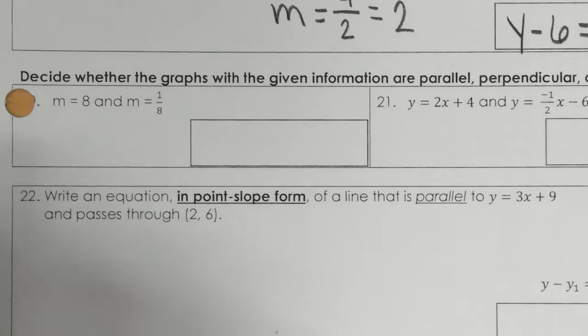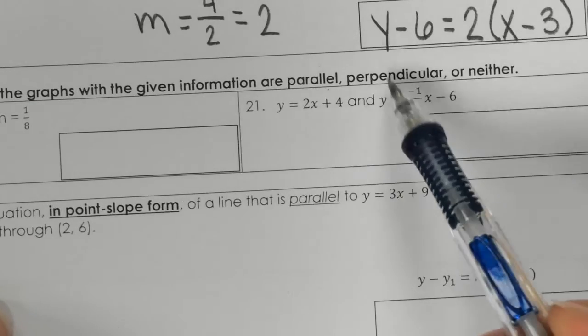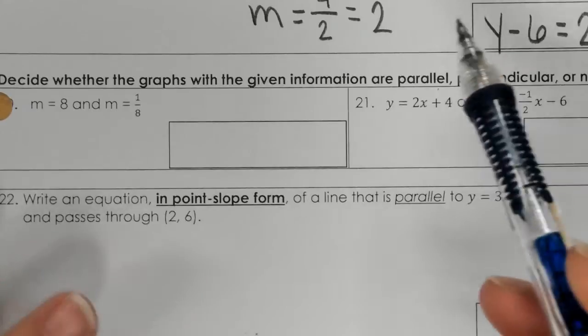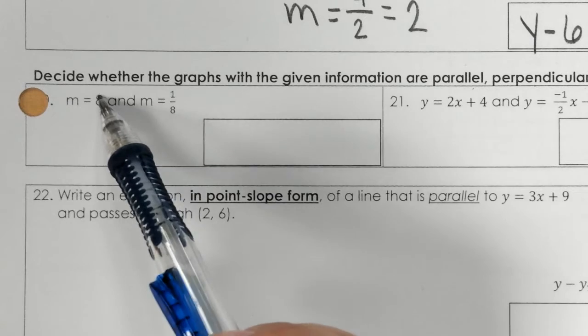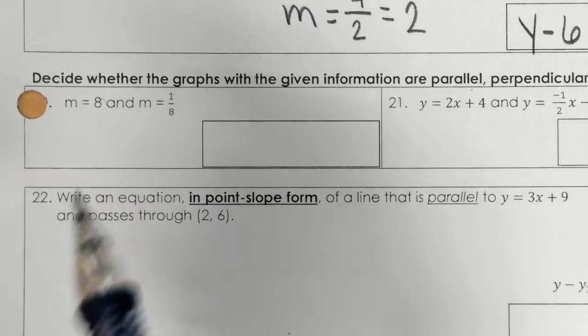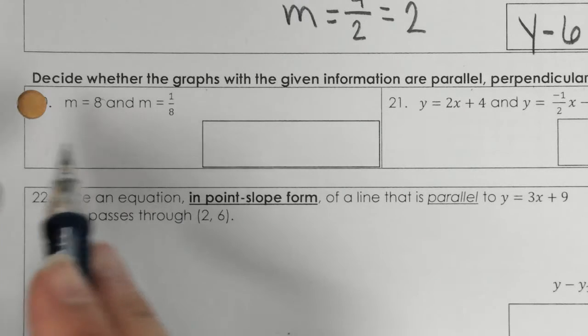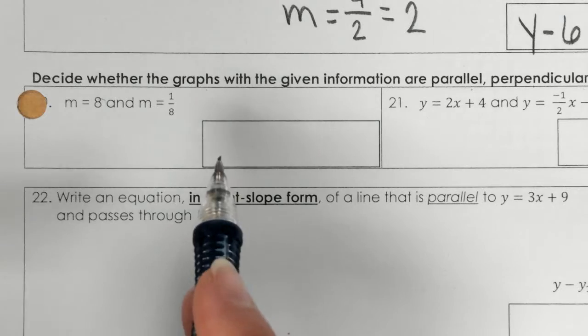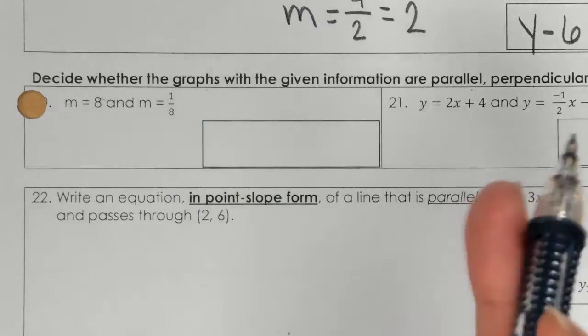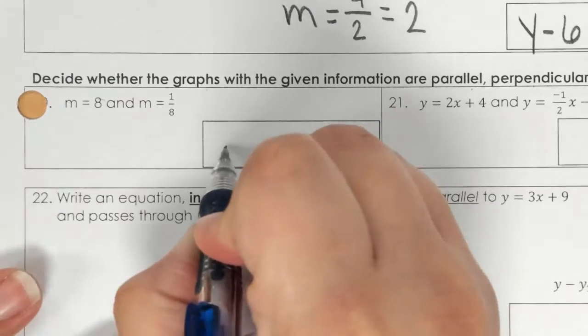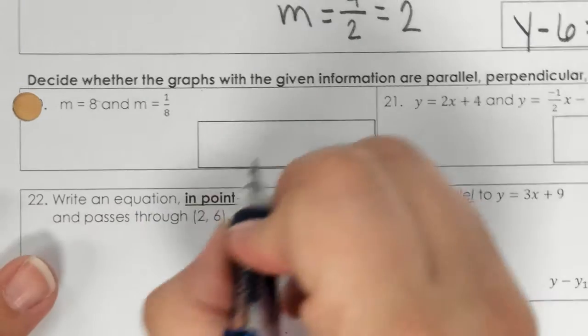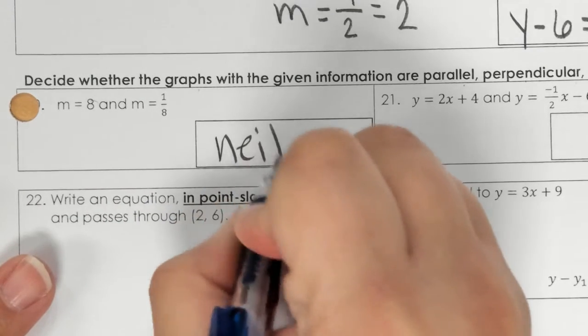For number 20, it says decide whether the graph with the given information is parallel, perpendicular, or neither. So for this one, I have an 8 and a 1/8. Well, these are not the same number, and they are not opposite reciprocals. They are reciprocals, but one is positive and the other is positive. They have to be opposite, positive and negative. So this doesn't fall in either category, so we say neither.